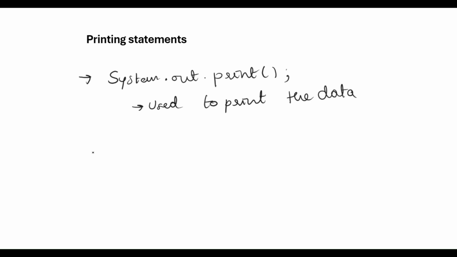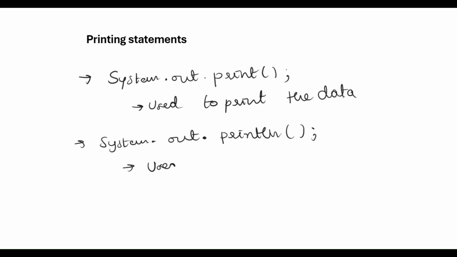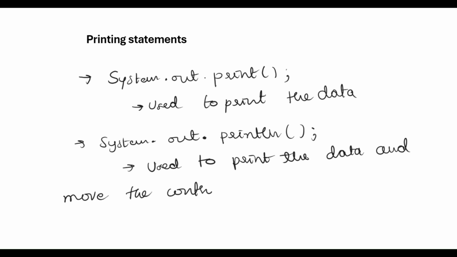The second one is System.out.println. Here I am terminating the sentence using a semicolon. In Java, we have to terminate every sentence using a semicolon only. So this is System.out.print, there is no space, and this is used to print the data. And System.out.println prints the data and moves the control to the next line.